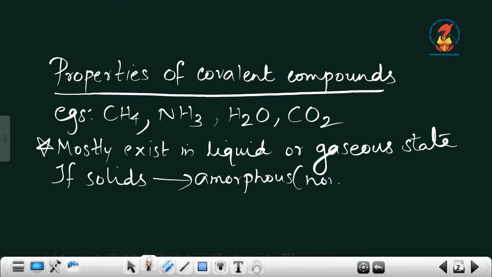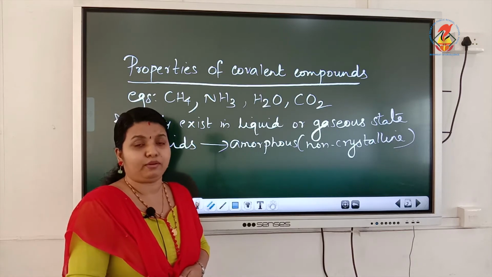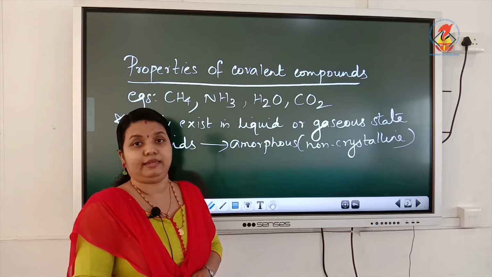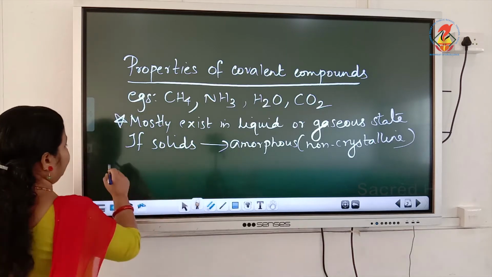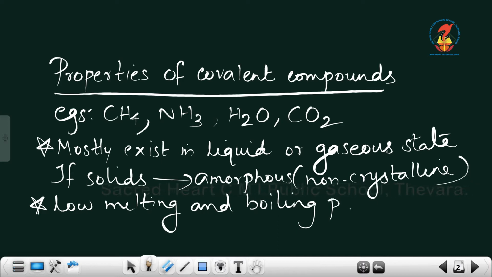Amorphous means non-crystalline. They will not have a shiny appearance. The term used for non-crystalline substances is amorphous. So this is the first property of covalent compounds. Mostly they exist in liquid or gaseous state, and if solids, they are amorphous or non-crystalline. Second one is covalent compounds have low melting and boiling points.